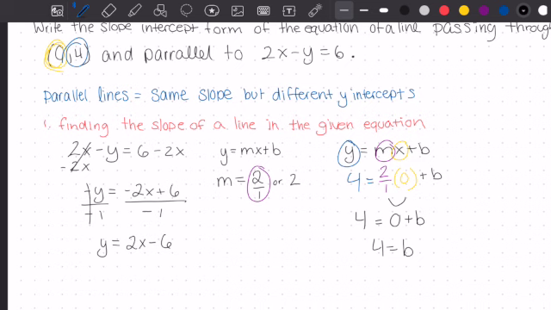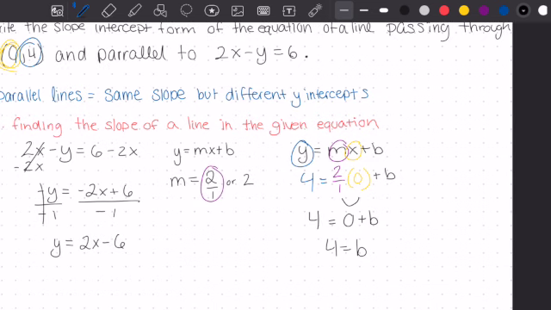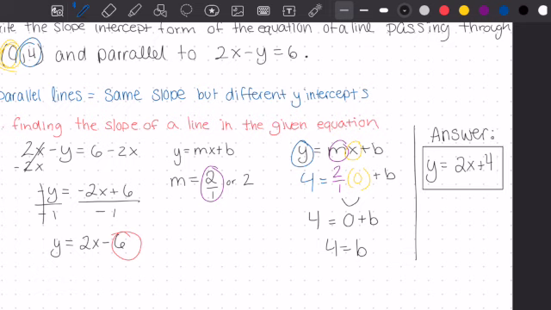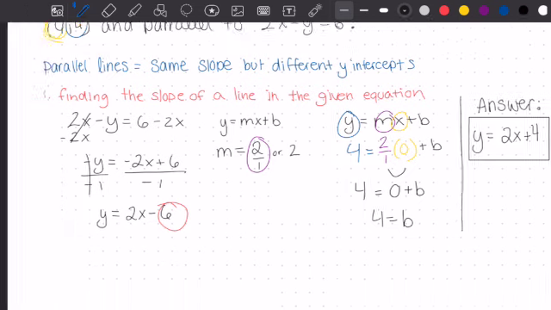So my y-intercept for this one is 4, whereas my y-intercept for this line here was negative 6. So all I'm going to do when I write out my equation of the line, so my answer, is going to be y equals 2x plus 4. Okay, so that's what this question is asking you to do. Any questions? Okay, let's see. Does the same for question 5, except you're looking for perpendicular lines.